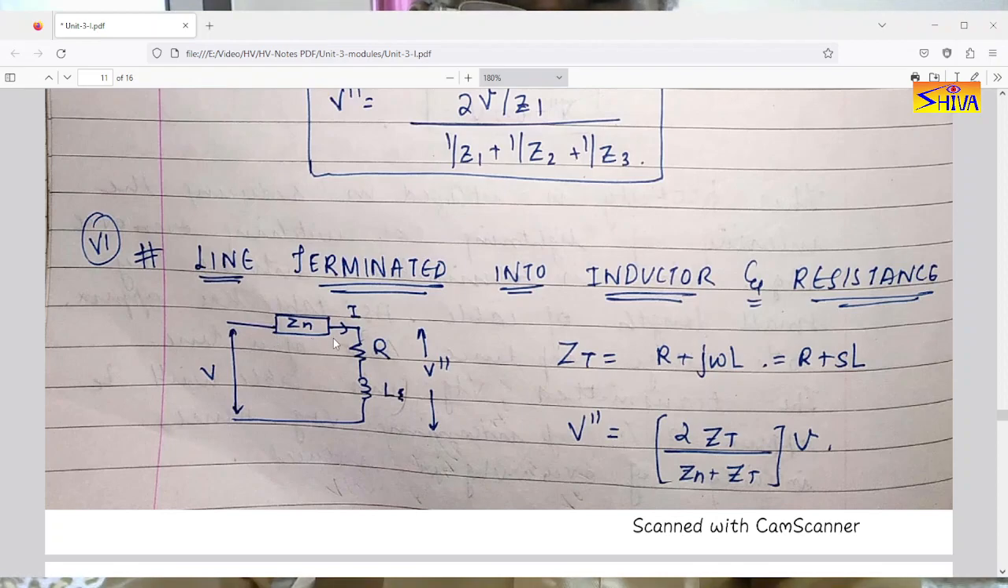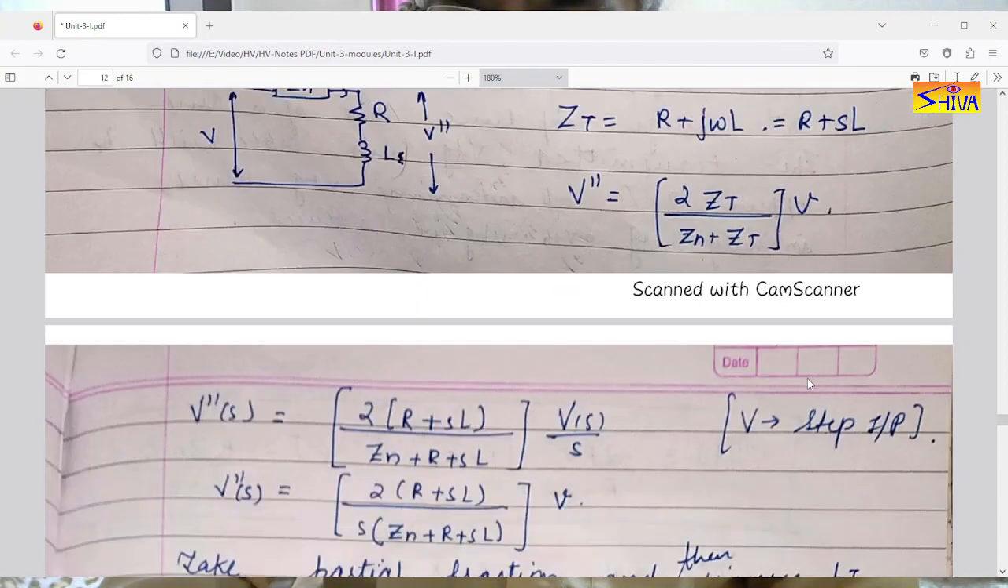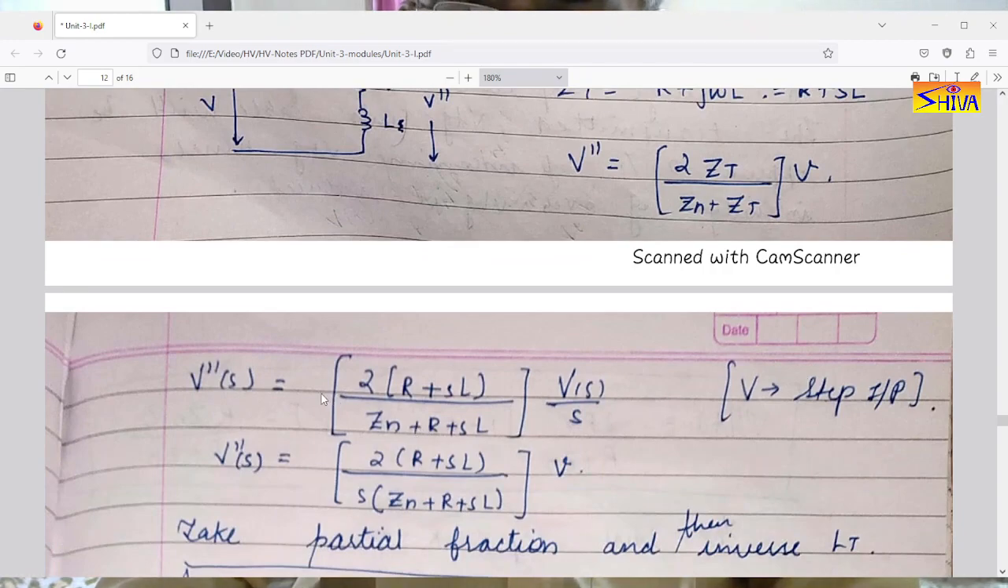So Zn is the surge impedance of the incoming line. This is a load consisting of a series combination of R and L. So Zt is R plus j omega L. In terms of Laplace, it is R plus SL. So the transmitted voltage, that is the voltage entering into this load, will be 2 times Zt upon Zn plus Zt into the incident voltage V. So this is the Laplace equation.